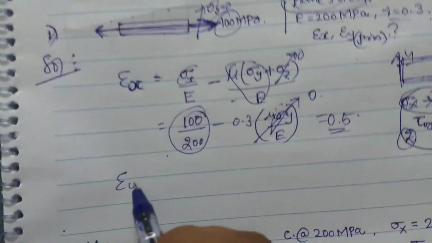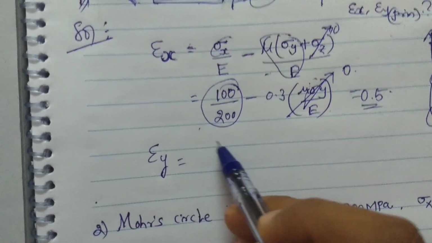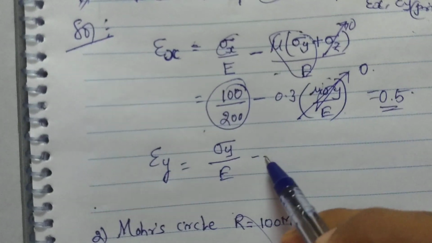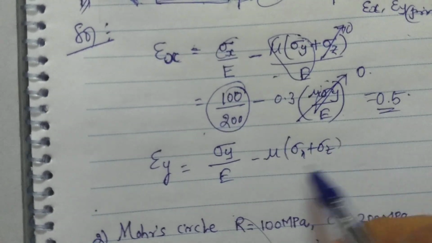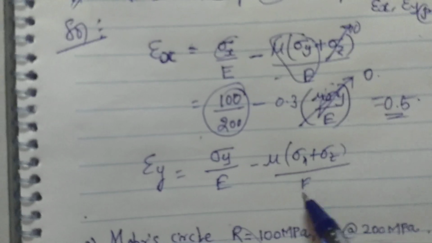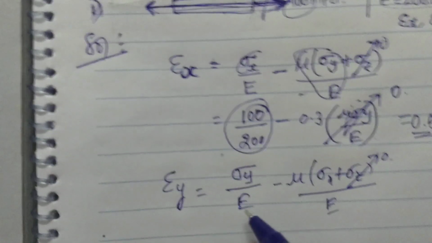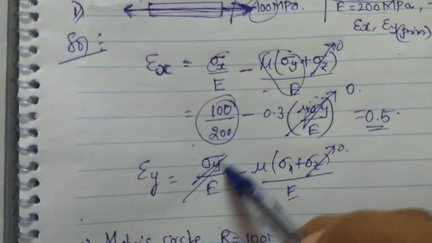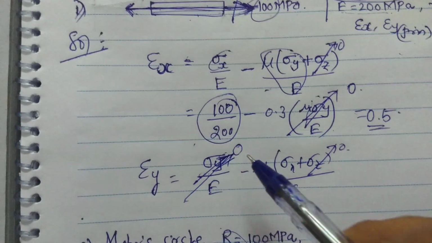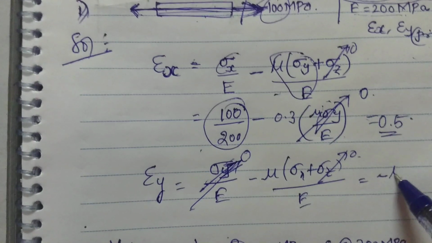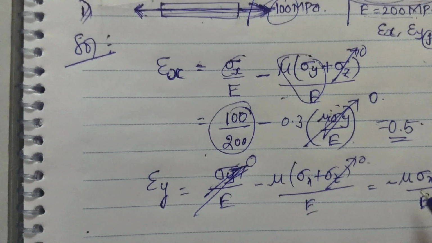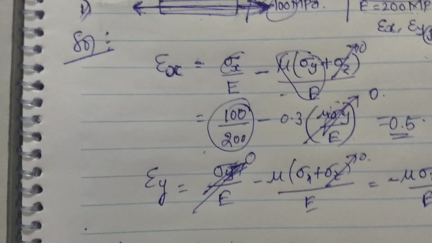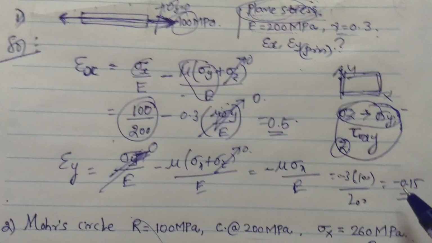Similarly, the principal strain along y is given by sigma y by E minus mu times sigma x plus sigma z, the other two components of the stress, by E. Here sigma y, as we already discussed, the stress component along the y direction, is 0, so this entire value turns out to be 0. So the final value is minus mu sigma x by E. Mu is 0.3, sigma x is 100 by 200, so it is minus 0.15.